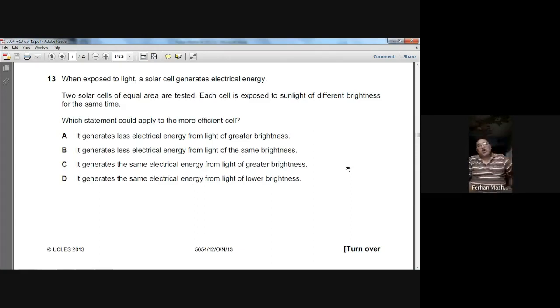You see, before going into the options, if a solar cell is more efficient, it will be able to produce the same electric energy even when there is lower brightness. We will say that that solar cell is more efficient. So for question number 13, D is the option. It generates the same electric energy from light of lower brightness. Question number 13, D is the option. You can read the other options as well.